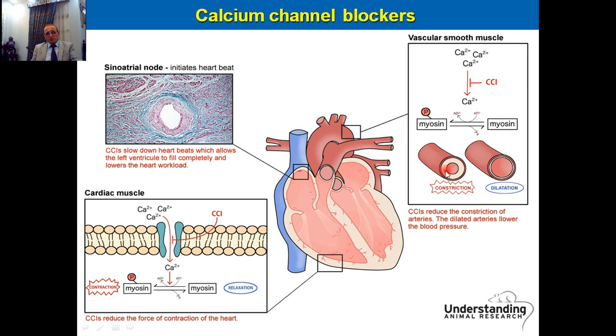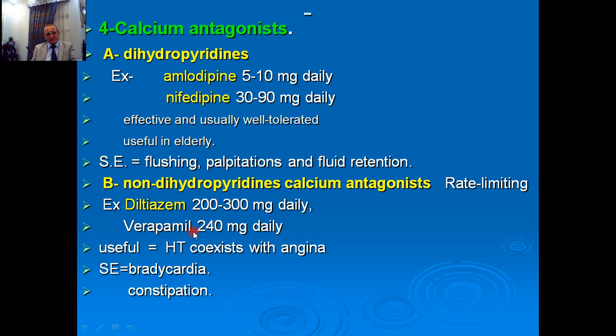Okay, it will relax. When you block the entry, you will relax the muscle, and it will cause vasodilatation. So the calcium channel antagonists, the dihydropyridines, amlodipine and nifedipine, are smooth muscle relaxants, and they are line number 1 for hypertension among calcium channel blockers.